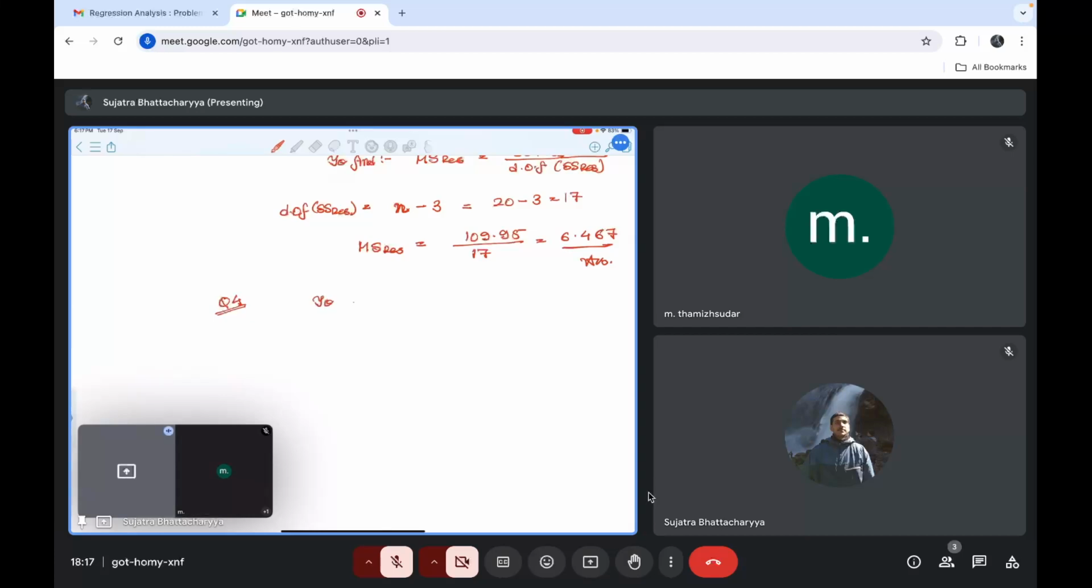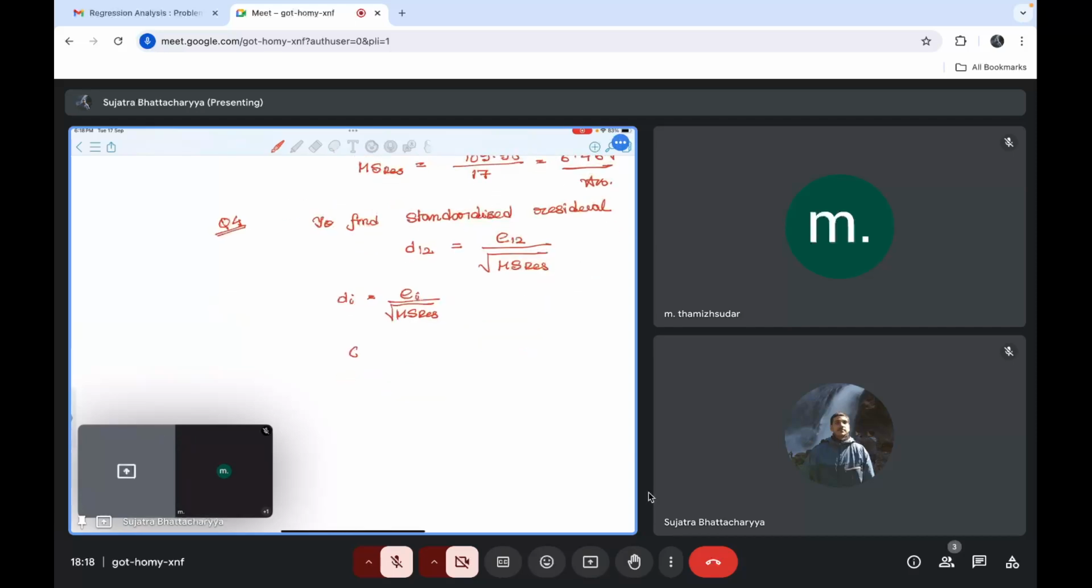So to find the standardized residual D12, how do we write it? The standardized residual is E12 divided by the root of MS residual. DI is equal to EI divided by the root of MS residual. This is the standardized residual definition. So D12 will be E12 divided by this.